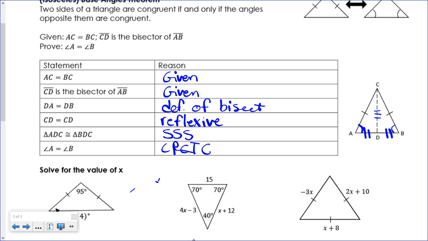It should be on your reasons for the proof page. It stands for corresponding parts of congruent triangles are congruent. And again, we'll learn that a little bit later.